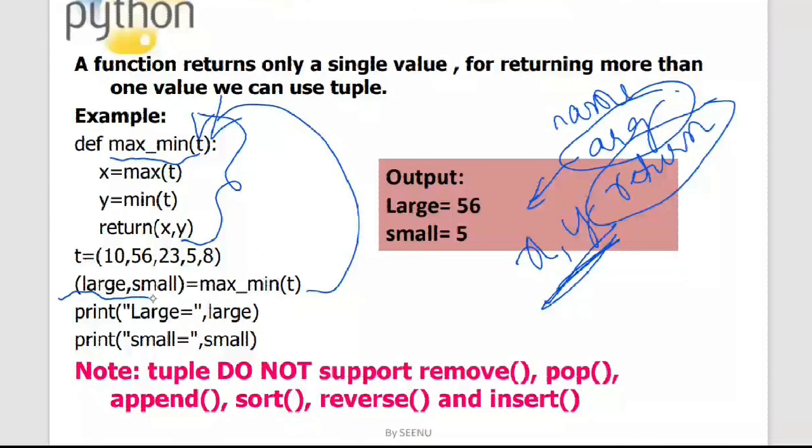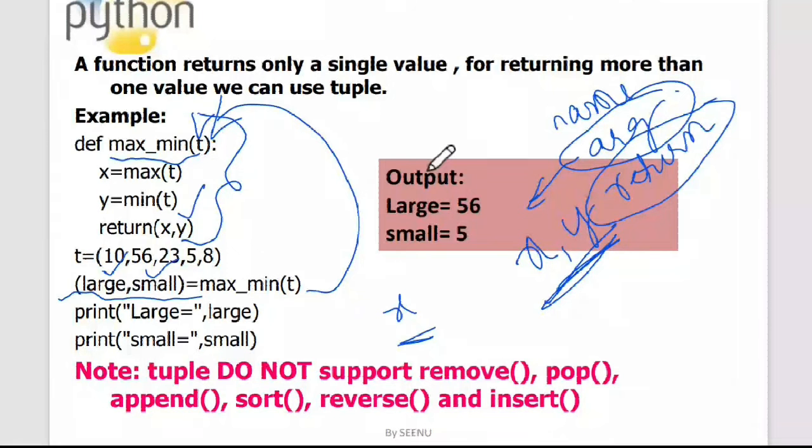Since it is passing x as the first value, x is nothing but your large or the maximum element. So you can see x is equal to max of t. That's why I have taken the first variable's name to be large. And the second value that this function is returning is y. So y is nothing but min of the tuple. So I have taken the second variable to be small. And I just have printed. So the maximum is 58 in the tuple.